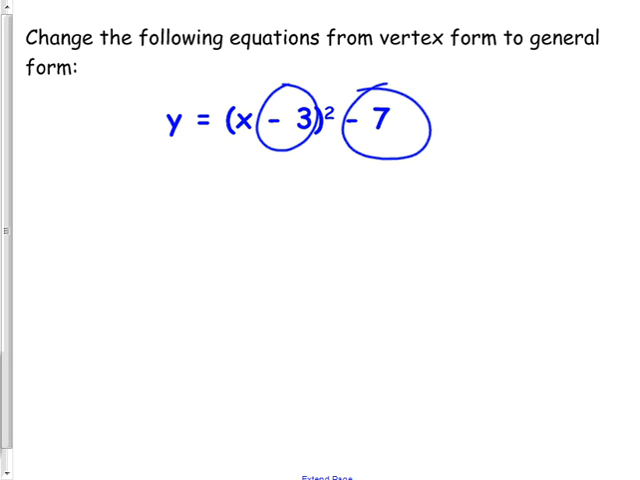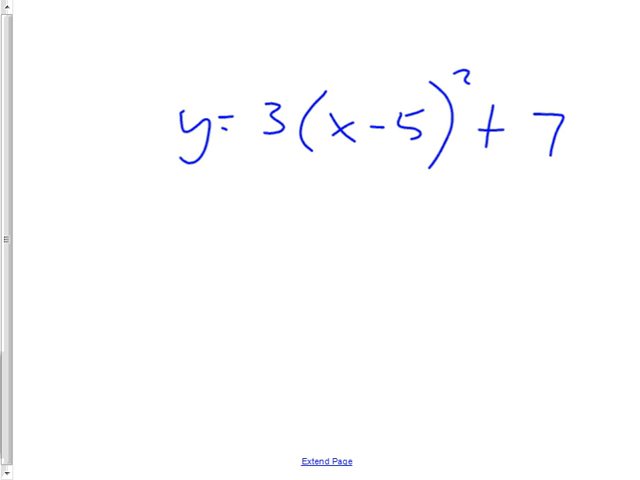They're not screaming hello. They're screaming, I'm the vertex! 3 comma negative 7 is the vertex. Doesn't that just jump out at you? Make it jump out at you. You've got to get used to seeing that. If I write you another one, 5 comma 7 is just screaming vertex.